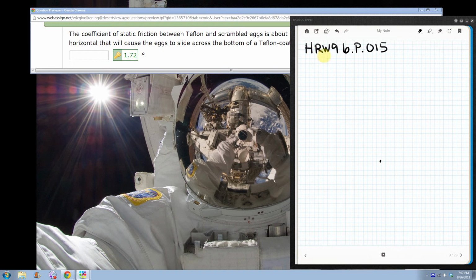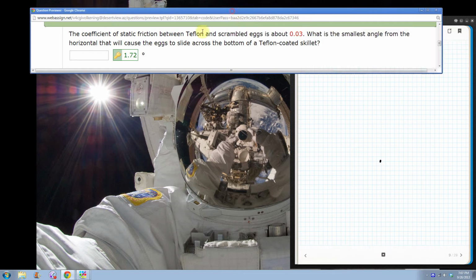Alright, this is problem HRW96P015. It says, the coefficient of static friction between Teflon and scrambled eggs is about, and it gives you a number, I've got 0.03. What is the smallest angle from the horizontal that will cause the eggs to slide across the bottom of a Teflon coated skillet?